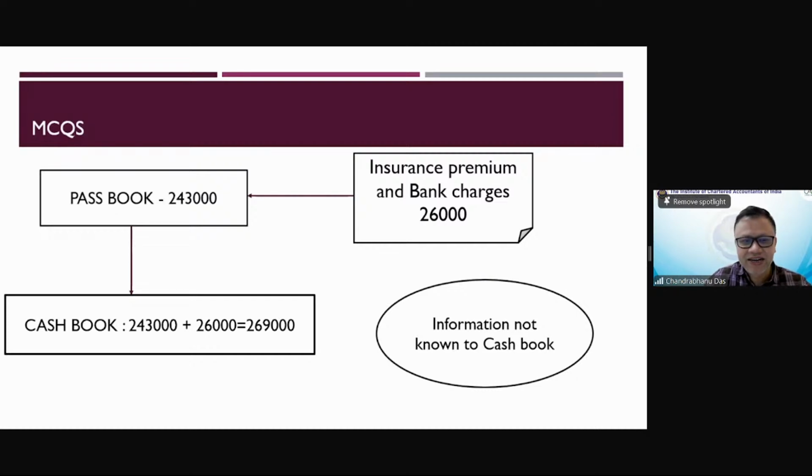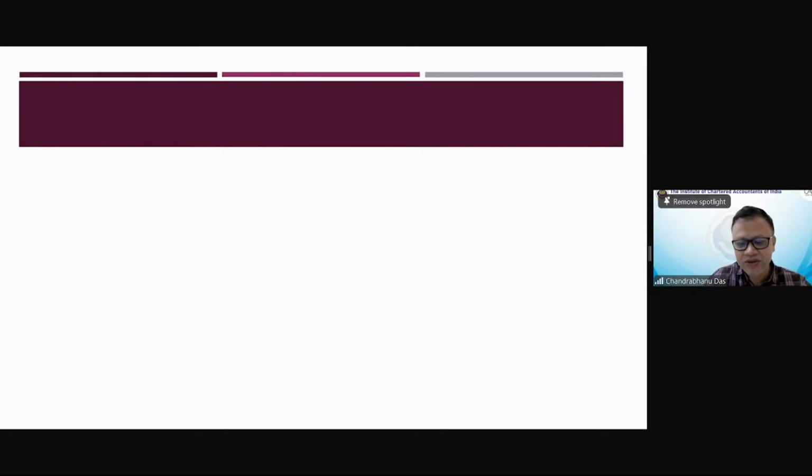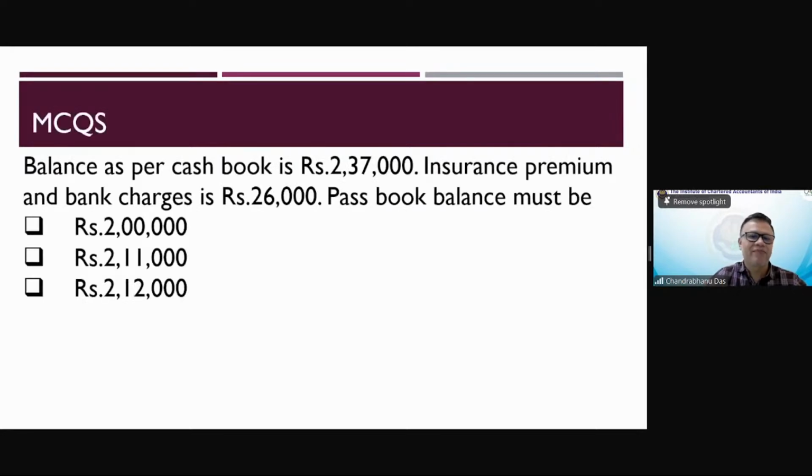So Kiran gave the right answer. Hopefully others will also give the right answers. A lot of interactions. Good. Now, what should be the right answer here? 2,11,000. Who is Divya? Yes, sir. Okay, Divya said 2,11,000.